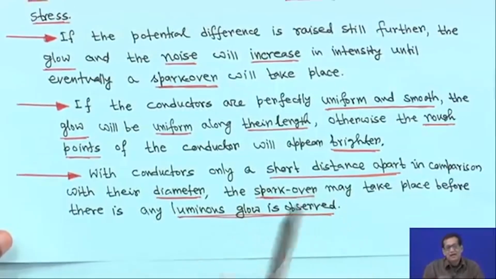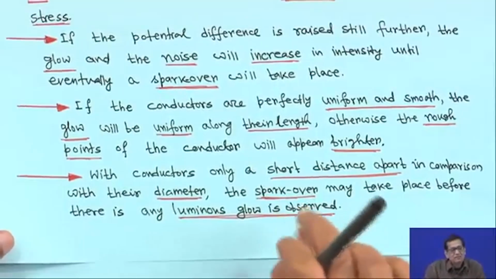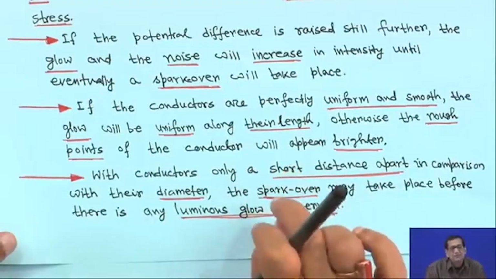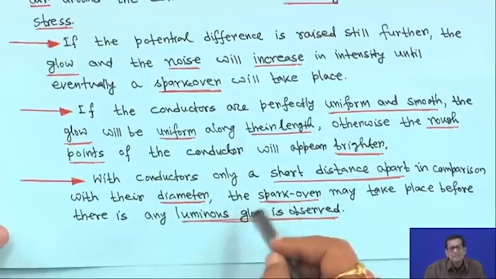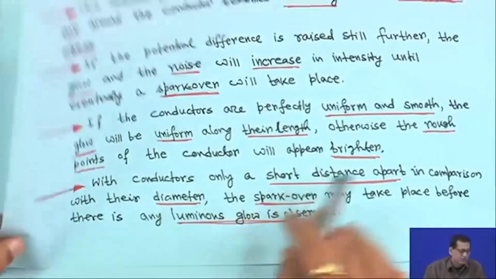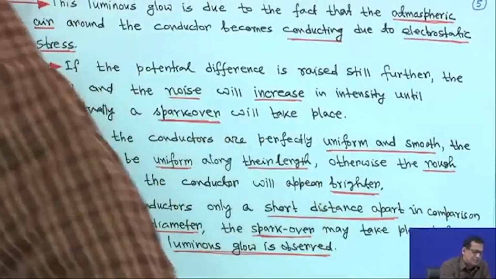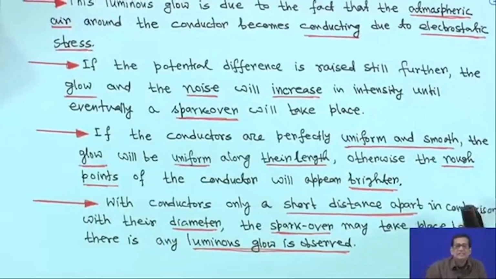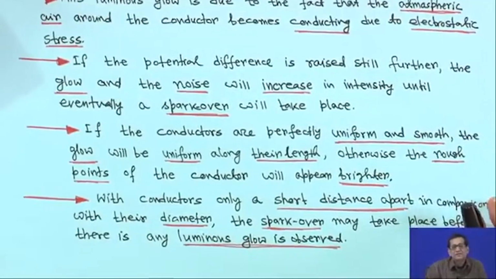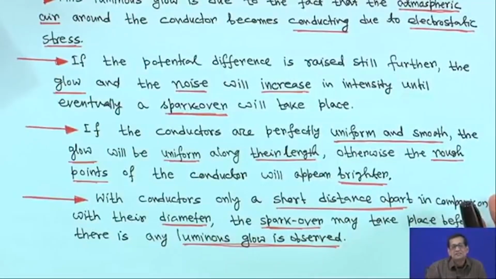That means suppose the distance between two conductors is small compared to their diameter, then before the luminous glow you can observe, spark over may take place. That means if you bring two conductors very close together and go on increasing the potential difference, spark over can take place before anything else, I mean before the luminous glow or anything.